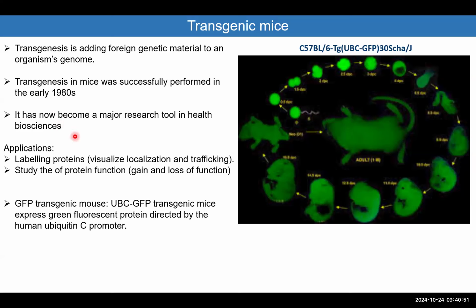And nowadays, there are tons of transgenic animals that have been produced, and they are really a major tool for the health biosciences. Here, for example, we are trying to visualize how the ubiquitin promoter works. We could use transgenic animals to label proteins and visualize their localization and trafficking. We can study the function. We can make a gain of function by expressing, or a loss of function by deleting, a protein.